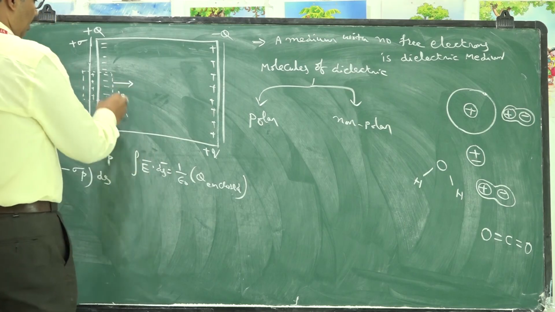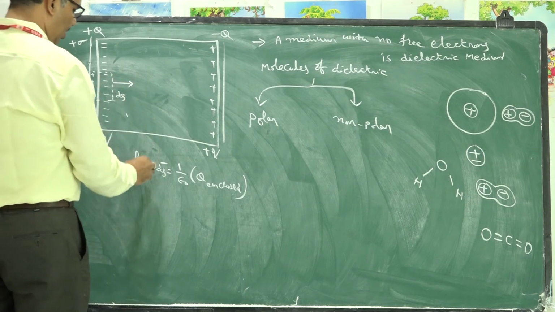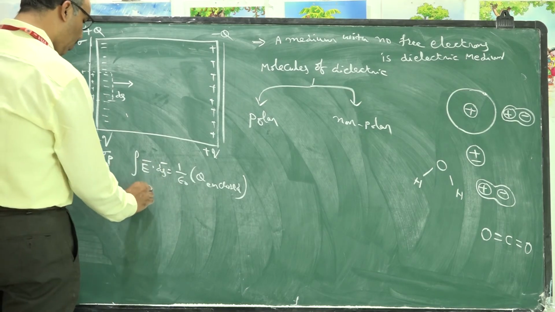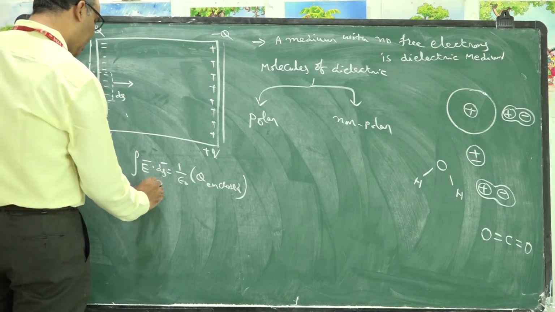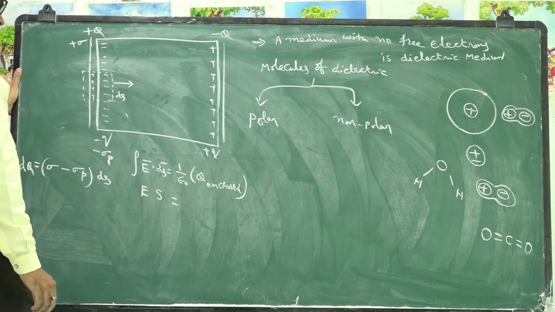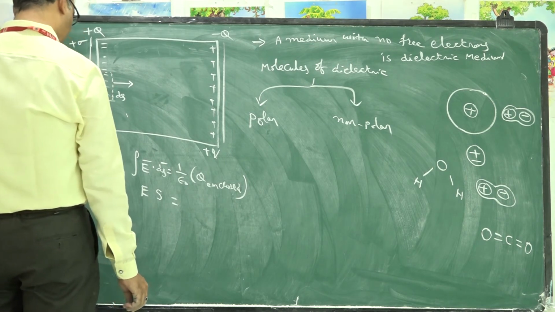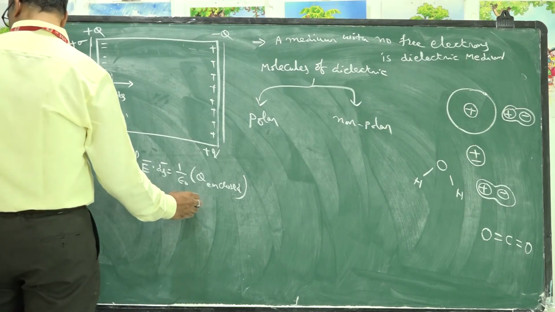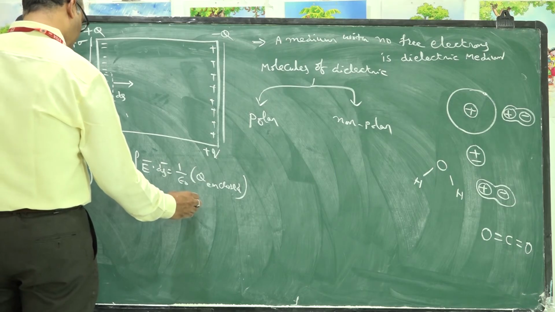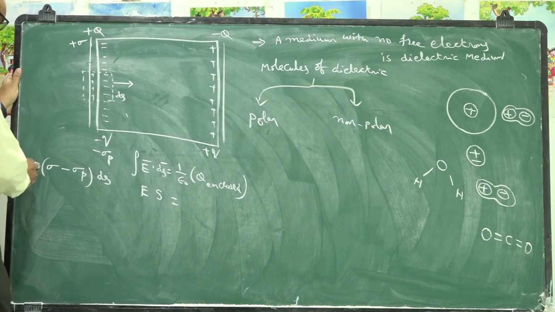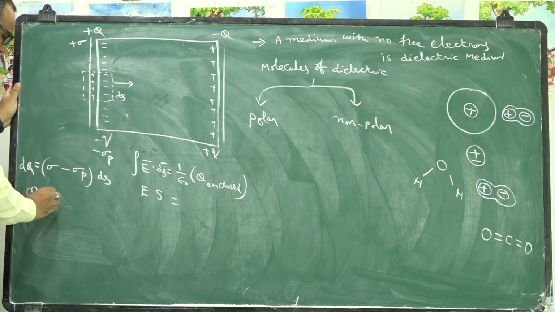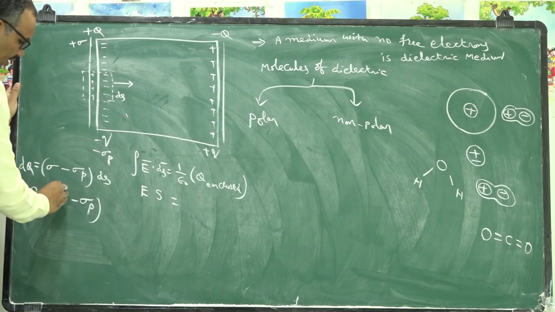As the electric field is like this, E bar and ds bar are parallel to each other. E ds cos theta, cos 0 becomes 1. You can write it as E into integral ds, which is nothing but S. ES is equal to the charge enclosed. But this is the charge enclosed within the small surface. If you take the Gaussian surface like this, the total charge enclosed is given by sigma minus sigma p into S.